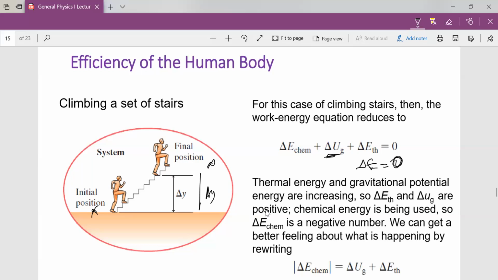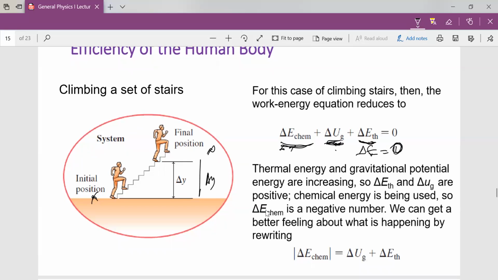Now, we notice something. It's going to be using up chemical energy. So potential energy is increasing and it is giving out heat. So these two will be increasing. Therefore, the chemical energy is negative and the potential and thermal are positive, because it's using up this one, and this and this are gaining in the process. So this is losing, this is gaining, this is gaining. With that information, we can rewrite this equation. If this one is negative, then it can cross the sign of equality. It becomes chemical energy equal to potential energy due to gravity plus the thermal energy.